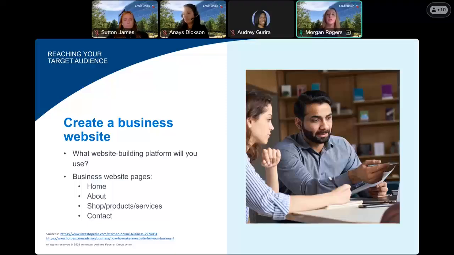A shop page, so this is where customers can view your products and services to shop online. Also include a contact page, so this is how to reach the business for questions or to get in touch with you. And also consider including a content page, so this is a way to share photos or videos from your business, and can include social media of your product services. So this is not necessary.